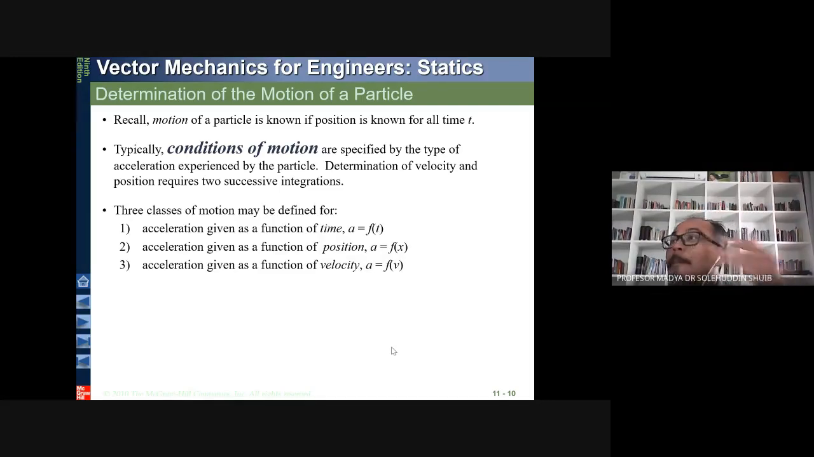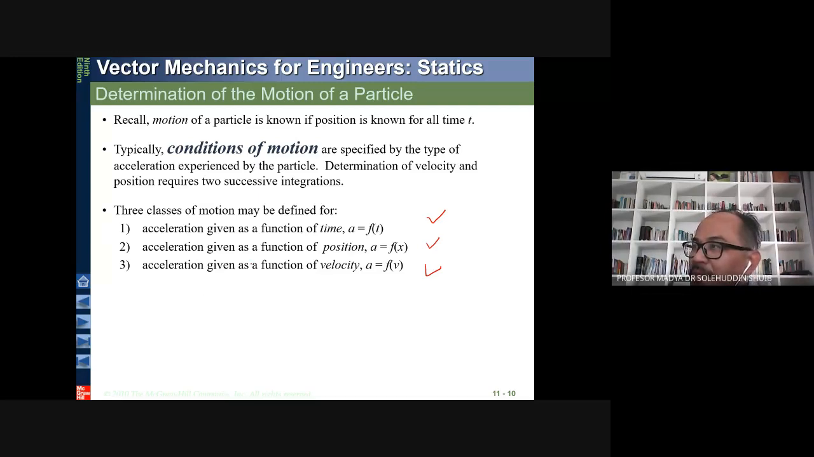When we want to find the motion of the particles, we want to determine the velocity and position. So there are three classes of motion. One of them is A as a function of time. Number two is A as a function of position. And number three is A as a function of velocity. So we're going to look at these three types of motion.